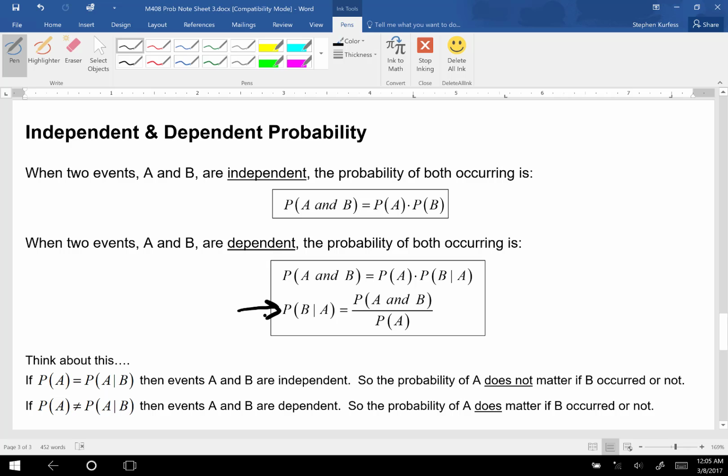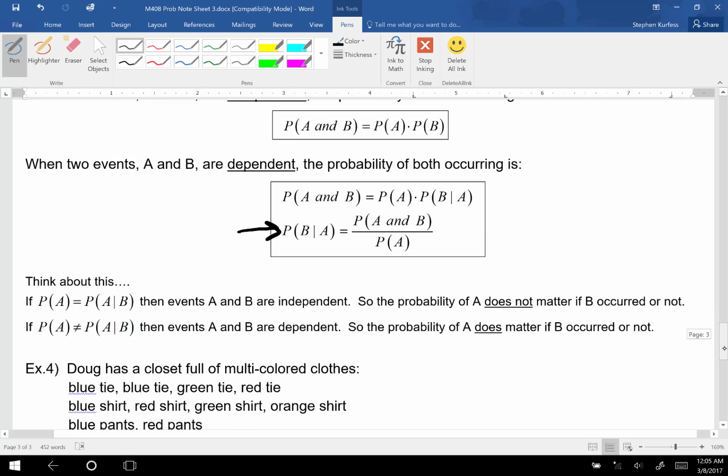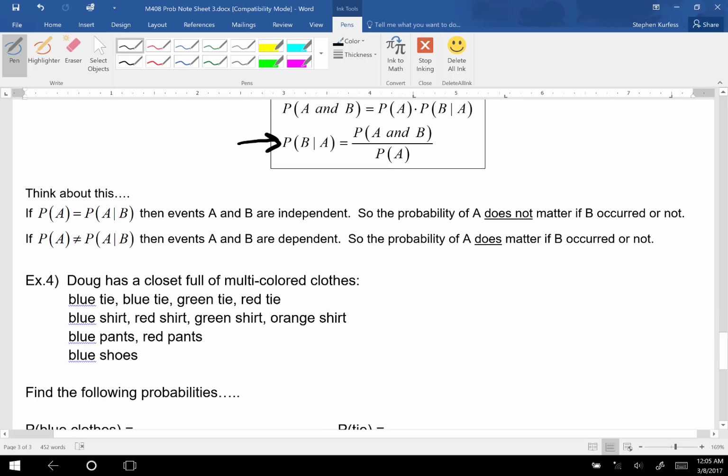Okay, so once again, just trying to talk a little bit more. It says if probability of A is equal to probability of A given B, if those are the same values, then the events are independent. Because if probability of A doesn't matter about B, that's why these two would be equal, because it doesn't matter if B happened or if it didn't. If those probabilities are the same, then they're independent. So A does not matter if B occurred or not.